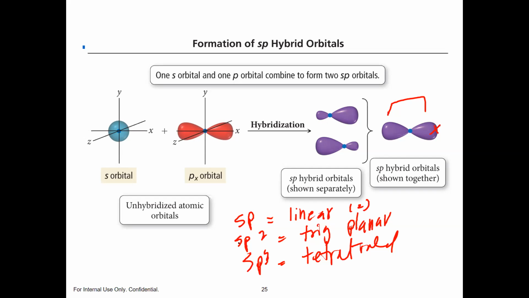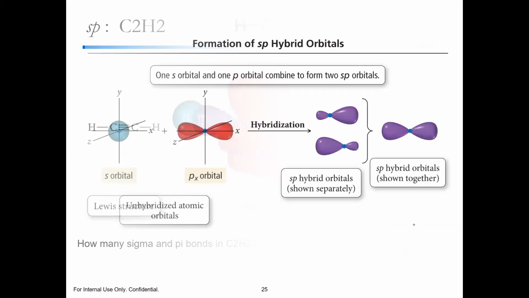sp2, we have one S and how many P's? 2 P's to give us a total of 3. What do we think about 3 in VSEPR? Trigonal planar. sp3, how many total orbitals do we have? 1 S, 3 P. That's a total of 4. What do you think about 4 in VSEPR? Tetrahedral.